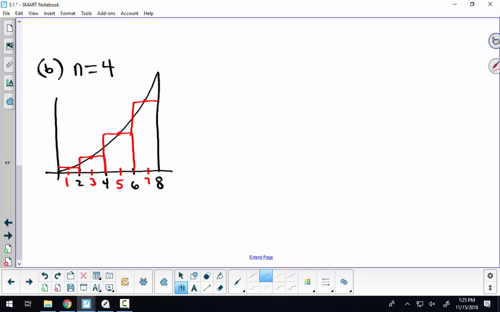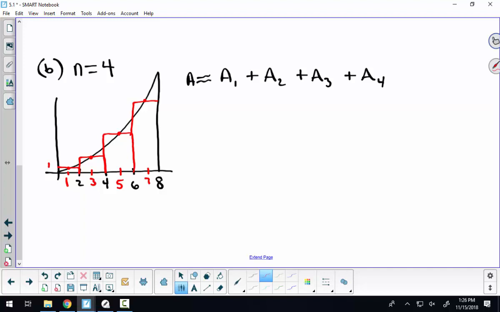All right, and we'll just write this out. The area is approximately the area of rectangle 1 plus the area of rectangle 2 plus the area of rectangle 3 plus the area of rectangle 4. What's the height of the first rectangle? 2. Length is 2, height is 1, that's f of 1.